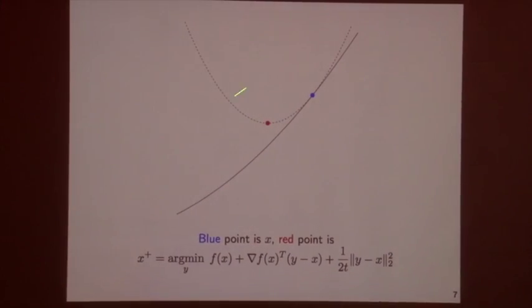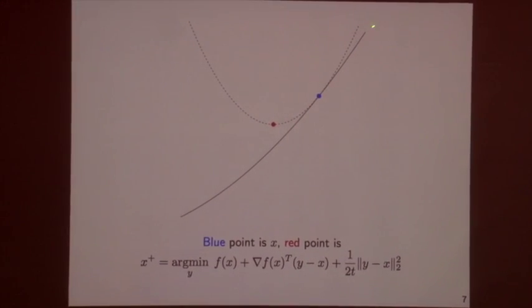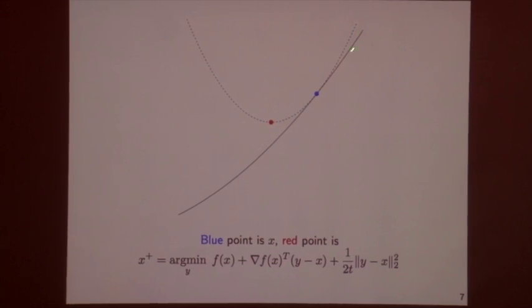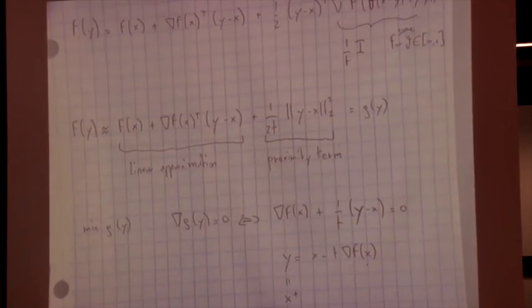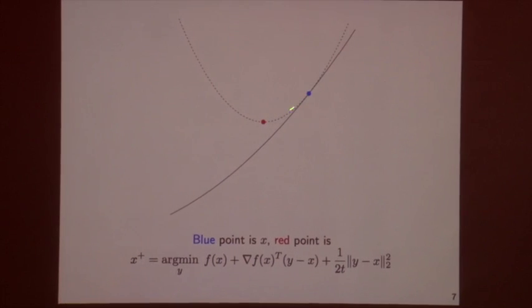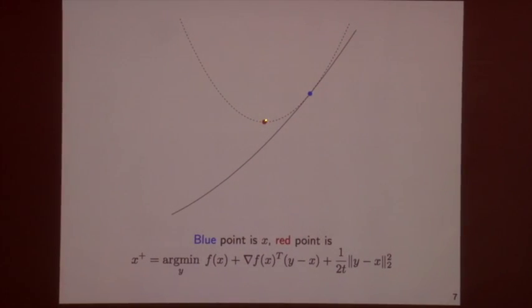So there is a visualization of what's going on. Your function f is the thick black curve, and you are at the blue point currently. So this is your x. You're adding this quadratic approximation to the function. So this is the function f of x plus the gradient of f at x transpose (y minus x) plus the quadratic proximity term. And instead of minimizing your function, you're minimizing this quadratic approximation, and you're moving from the blue point to the red point.